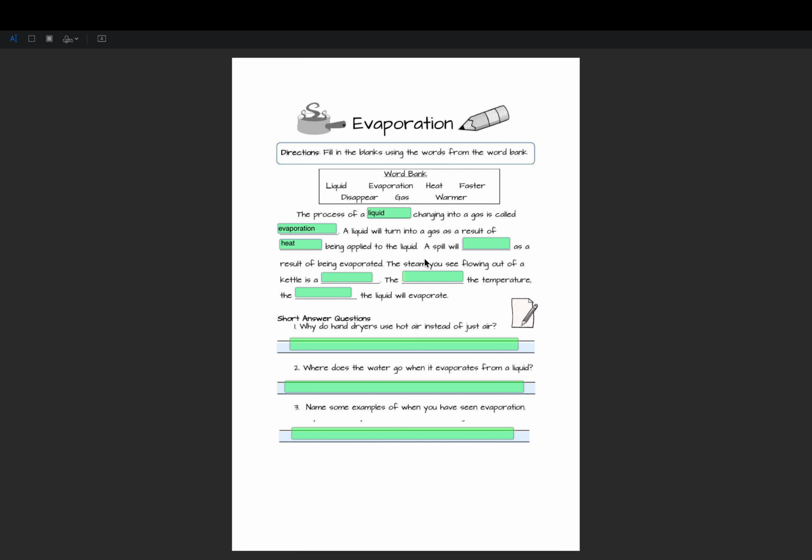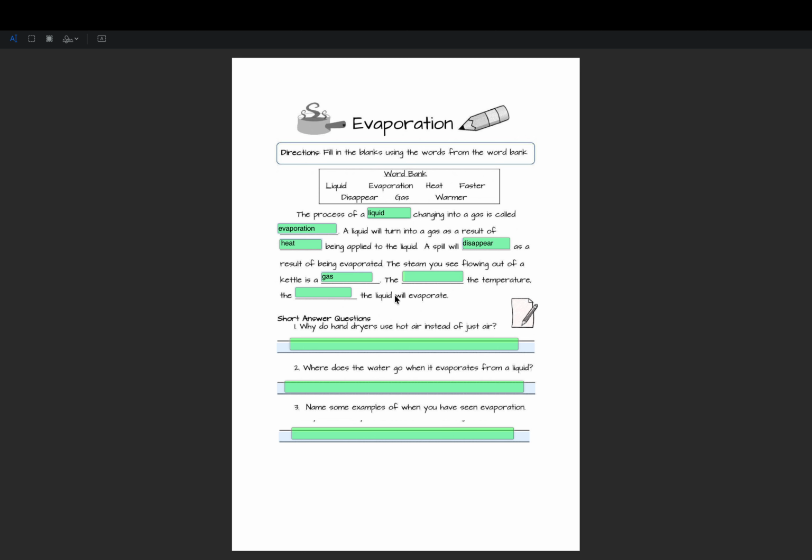A spill will dash as a result of being evaporated. A spill will disappear as a result of being evaporated. Like when you spill on your clothes and then you leave them out in the sun, the spill will disappear because it will evaporate away. The steam you see flowing out of a kettle is a gas.